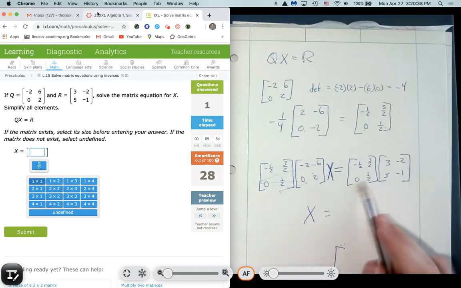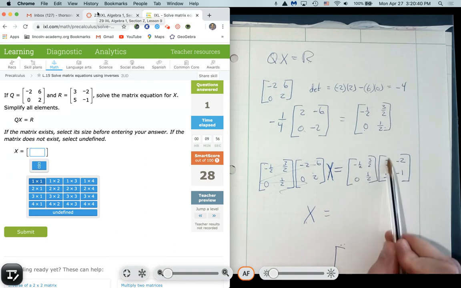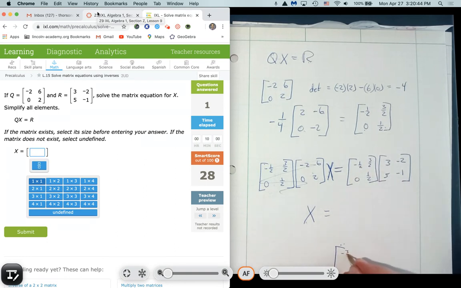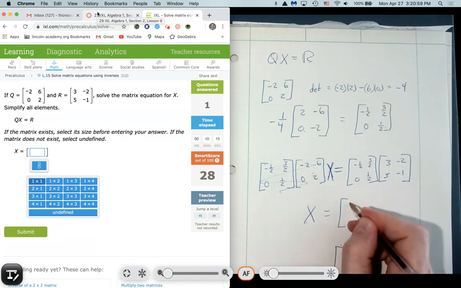I'm going to do that first row times the first column. So negative 1/2 times 3 is negative 3/2, plus 3/2 times 5 is going to be 15/2, and 15 minus 3 is 12/2, which gives us 6. So that first term is 6.